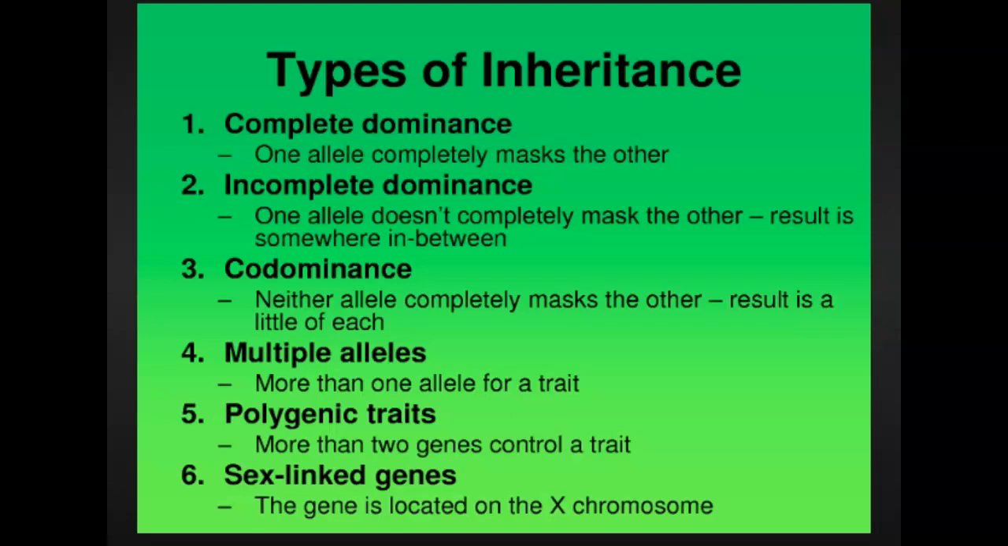Number 5 is polygenic traits. That means that there are 2 genes that control a trait. And then there are these things called sex-linked genes. And this is the genes that are found on your X chromosome. And we're going to get into that in a little bit.